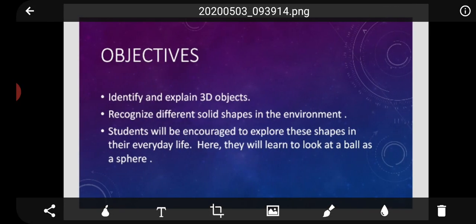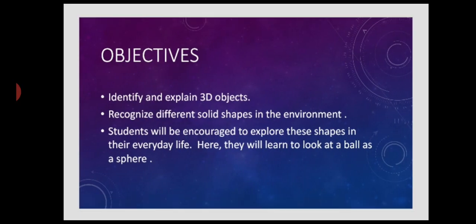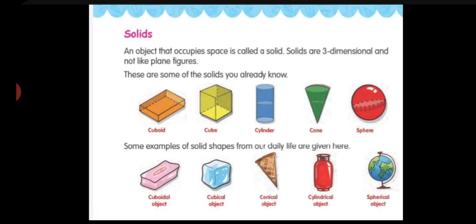Before starting with the concept, let's discuss the objectives. After learning this chapter, the students will be able to identify and explain 3D shapes. They will be able to recognize different solid shapes in the environment. Students will be encouraged to explore these shapes in their everyday life. Here, they will learn to look at a ball as a sphere. So, let's start with solids.